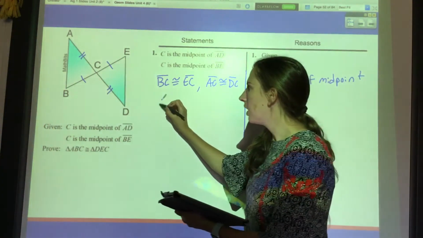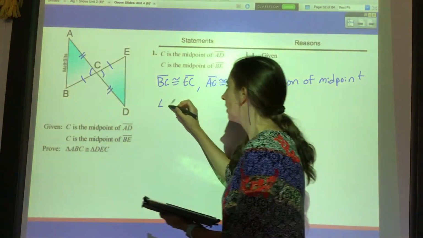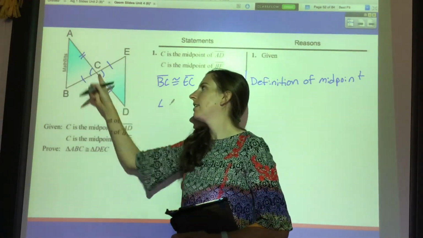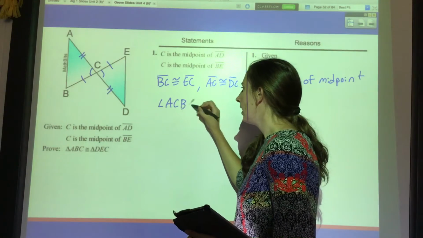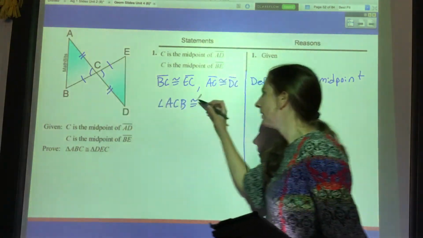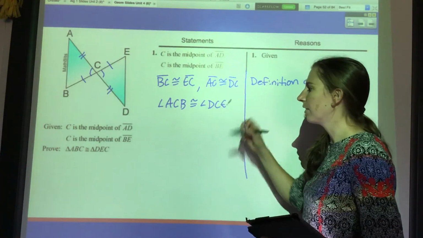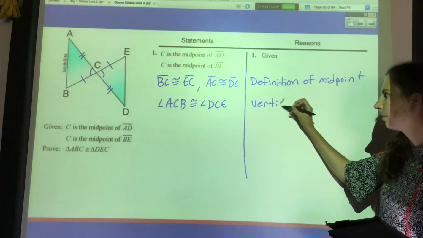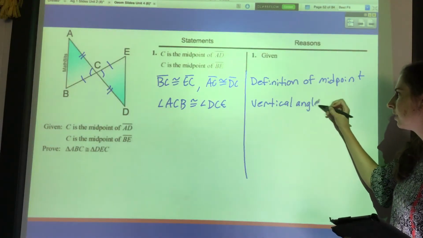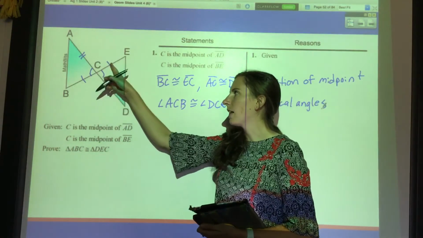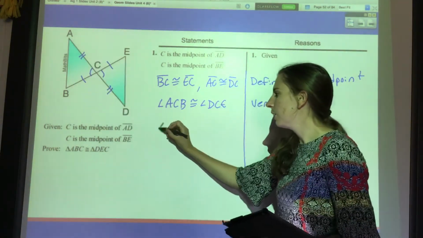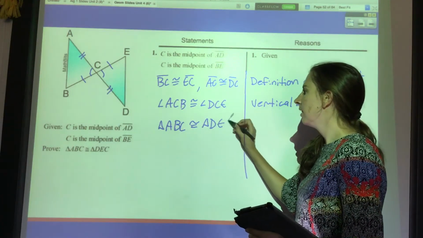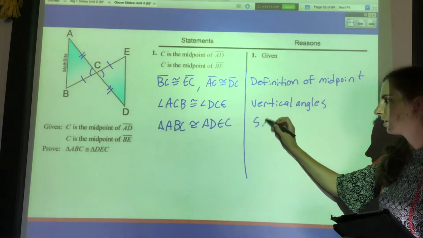Okay, I also know that these vertical angles are congruent. So I can't just say angle C is congruent to angle C, because which angle C? So I'm going to say ACB. Angle ACB is congruent to DCE. Making sure everything matches up. And that's because they're vertical angles. And that's all I need. Because at this point, I have side, angle, side, side, angle, side. And so I know that triangle ABC is congruent to triangle DEC because of side, angle, side.